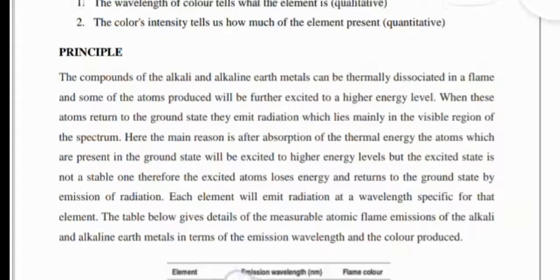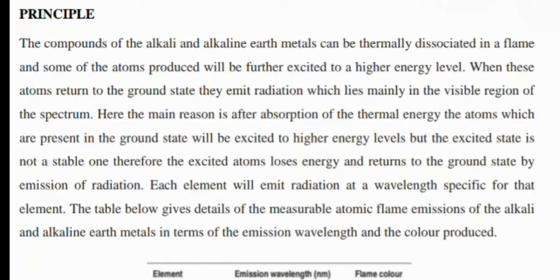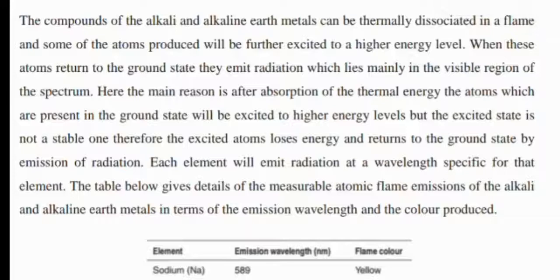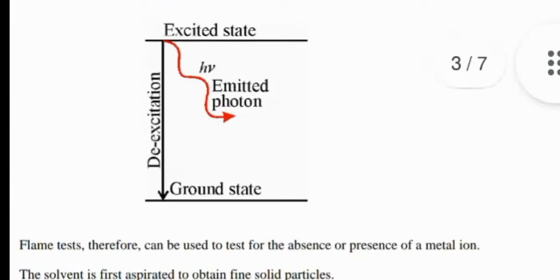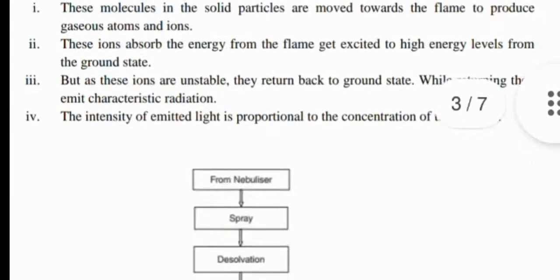Now the principle of flame photometry is that compounds of alkali and alkaline earth metals can be thermally dissociated in a flame, and some of the atoms produced will be further excited to a high energy level. When these atoms return to the ground state, they emit radiation which lies mainly in the visible region of the spectrum. The main reason is that after absorption of thermal energy, the atoms present in the ground state are excited to a high energy state, but it is not stable at all. It includes the ground state, de-excitation, and the excited state.